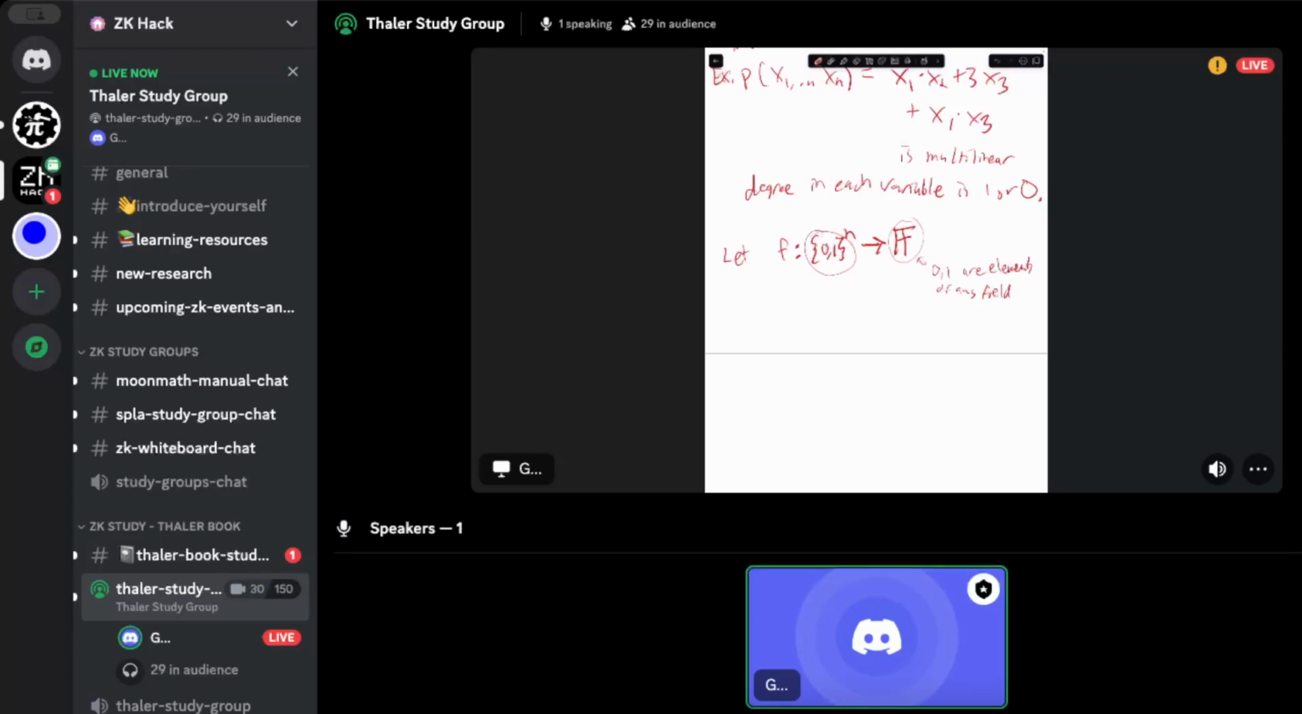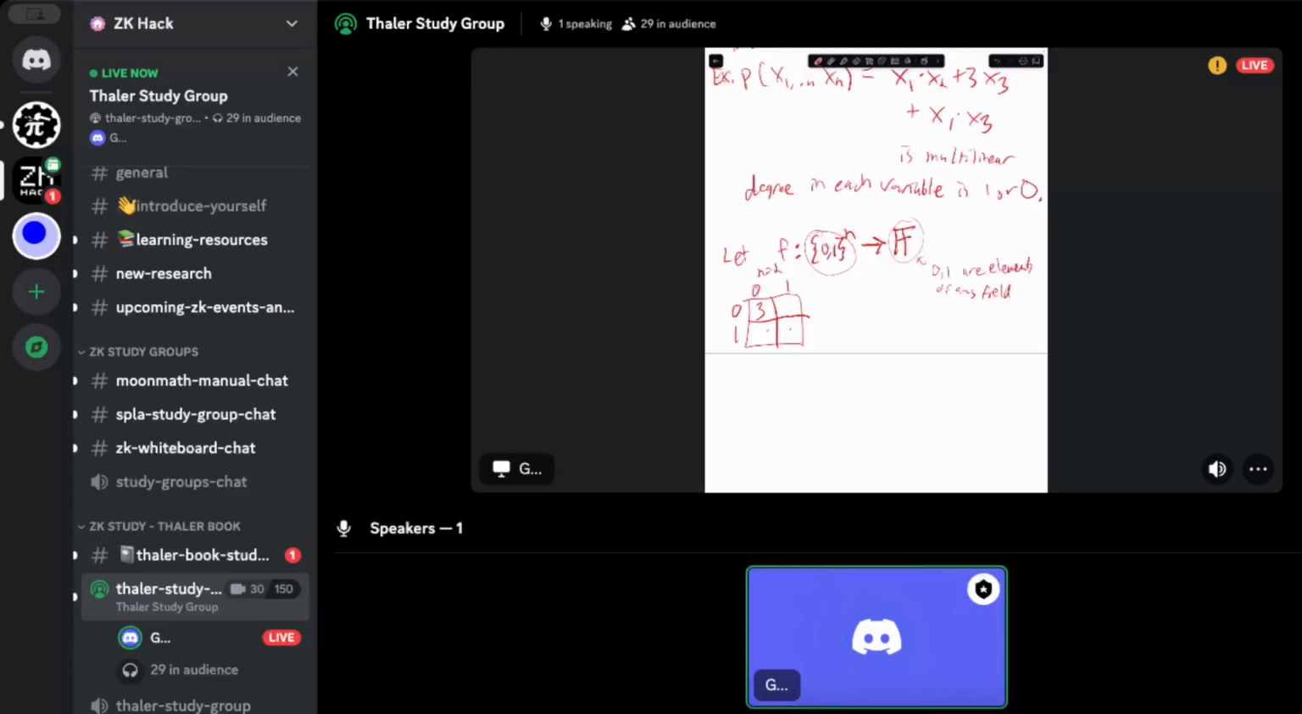Pictorially, you can think of f just by listing all of its evaluations. Here, if n is 2, we might depict f as follows. It has 4 inputs: 0,0, 0,1, 1,0, and 1,1. And let's say f of 0,0 is, I don't know, 3.